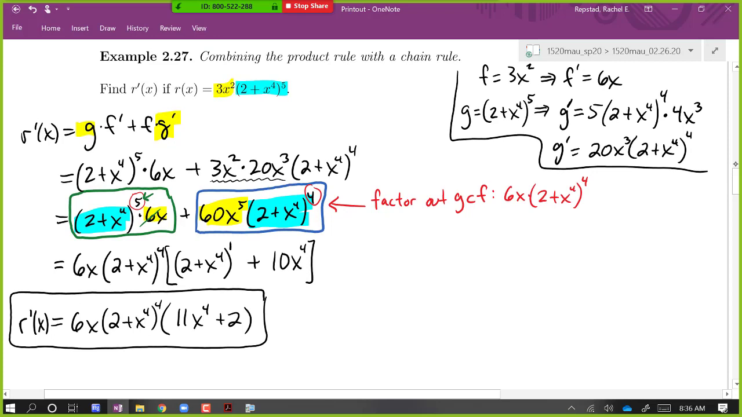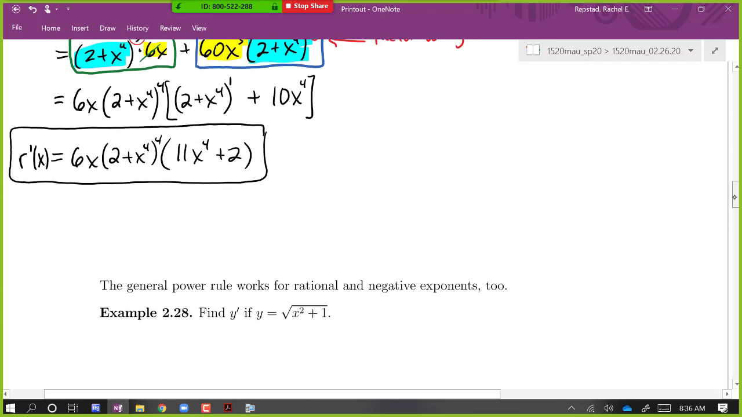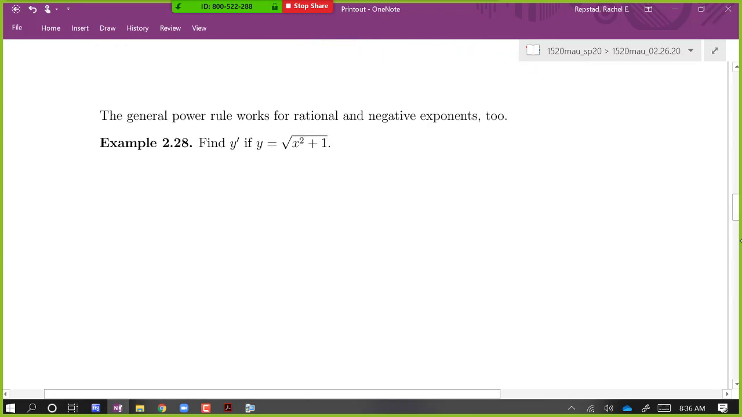So what's cool about the general power rule is that it also works. It doesn't just work on positive integer powers. It works on negative exponents. It works on rational exponents. So we can find dy dx if y is the square root of x squared plus 1.